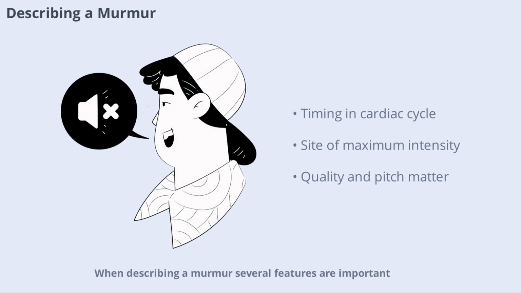Describing a murmur, several features are important: its position in the cardiac cycle, the site where it is loudest, its intensity, quality, pitch, conduction, and any dynamic changes. These characteristics help differentiate between various types of murmurs and their underlying causes. For example, a murmur that occurs during systole may suggest a different pathology than one heard during diastole.